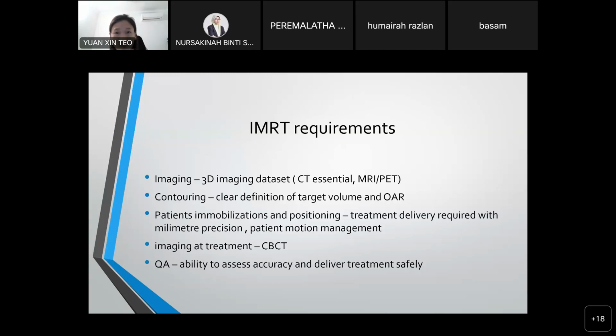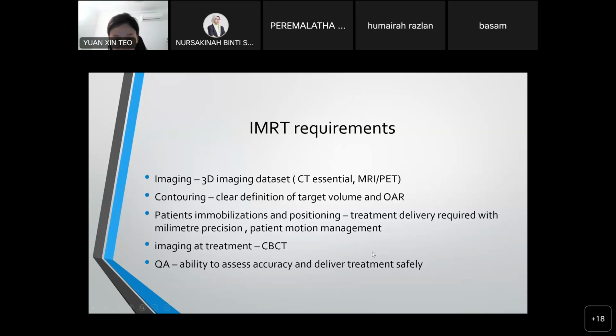Okay, so when the patient wants to receive the treatment, prior to the treatment we will do another imaging which we call CBCT. The full name is cone beam CT, which means we will do a small CT scan before the treatment is delivered. So this is to make sure the position where the radiographer sets is 100% matched with the treatment plan. Once everything is matched, then only we can deliver the treatment to the patients.